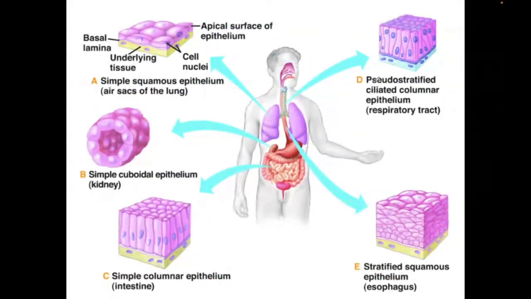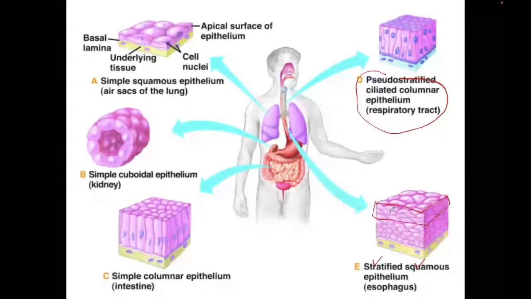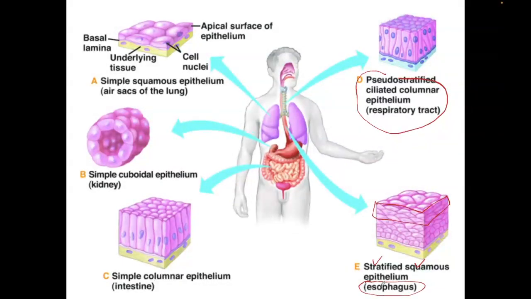So again, pseudostratified. If we look, we see the nuclei at different levels. These are columnar, and we see cilia at the top. So it's pseudostratified, ciliated columnar epithelium, respiratory tract. When I look at the top here, I see the apical cells. These are flat, irregular cells, so I know they're squamous, and they're multiple layers, so stratified squamous epithelium. These could be found in the upper part of the skin. They could be found in the esophagus because you're swallowing food.